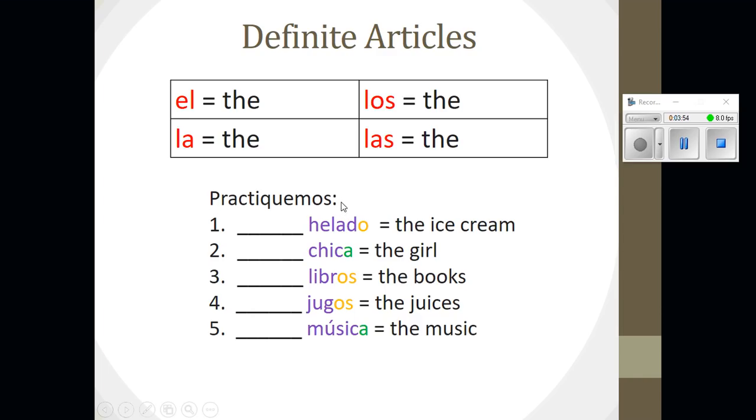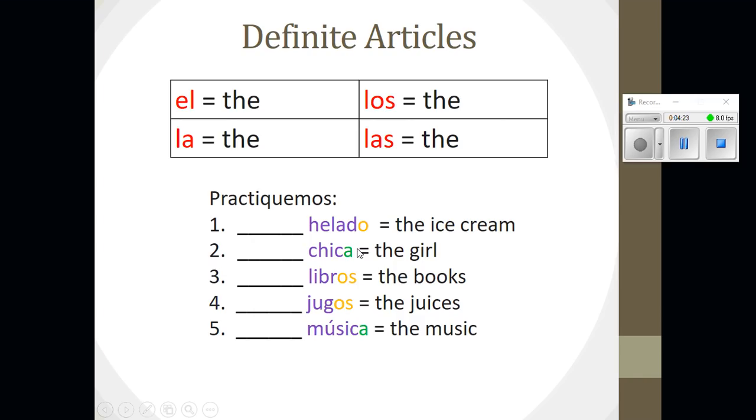Okay, practiquemos, let's practice. We notice here that helado is masculine, it ends in an O. And we also know that it's singular because it does not have an S on the end. So if we want to pick which one of these definite articles to use with helado, we need one that is masculine and singular, and that would be el. El helado means the ice cream.